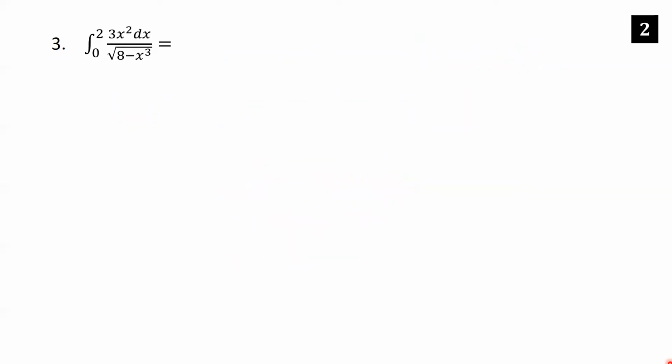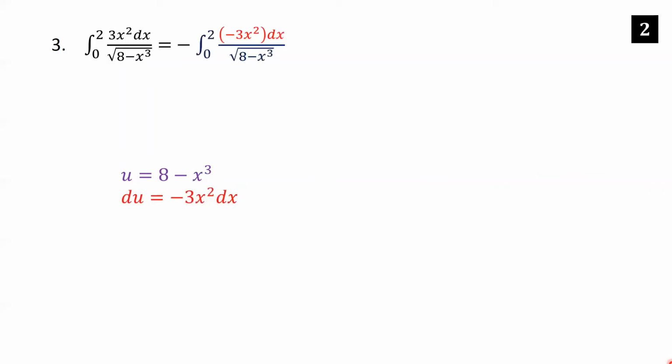Okay, the integral from 0 to 2, 3x squared dx over the square root of 8 minus x cubed. We're going to do a substitution here. If we let u equal 8 minus x cubed, then du is, well, the derivative of this is negative 3x squared times dx. Okay, we're missing the minus sign here.